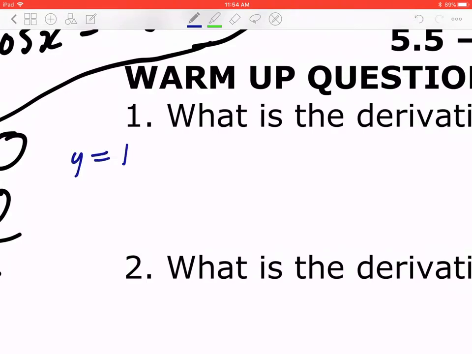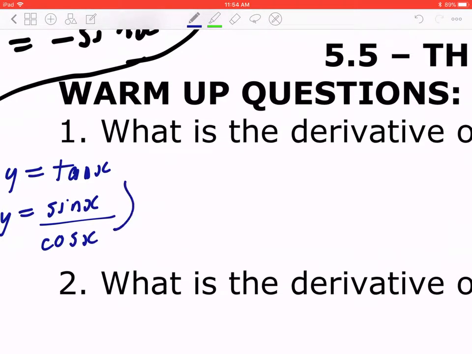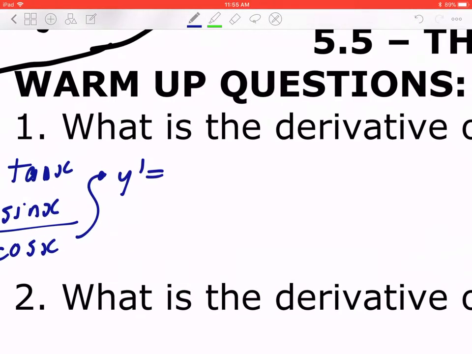Now, if you go back to y equals tan x, this equals sine x over cosine x. And again, since you can find the derivative using the quotient rule along with the two new concepts from 5.4, here's what happens. When you find y prime, you square the bottom, cosine squared x.